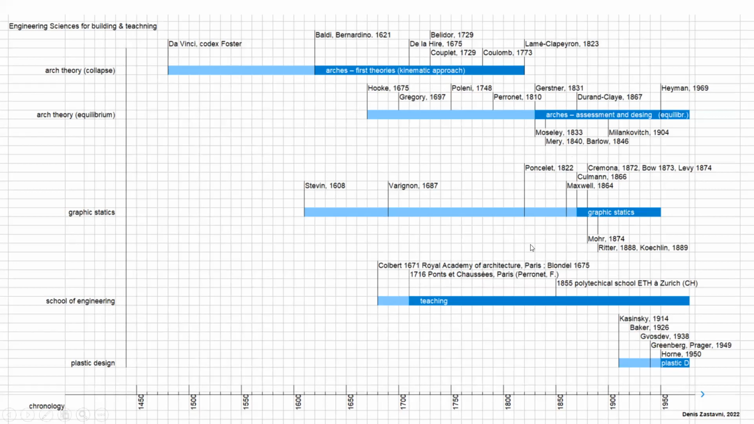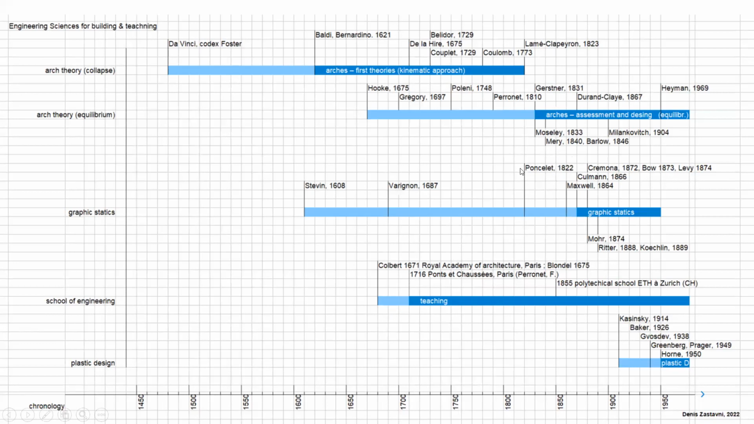You see that engineering school appeared as early as 1716. Before that, these theories were taught in School of Architecture. The first one was in France in 1671, and the first School of Engineering was the School of Ponts et Chaussées in Paris, founded by Perronet. From there, we'll be entering the era of the engineer and the wide structure.